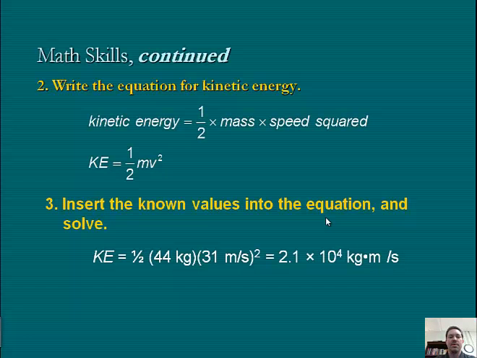So plugging in our numbers, we take half of 44, we square 31, and then multiply those two numbers together. We get 2.1 times 10 raised to the 4th power. I should have squares in here too. This should be kilograms times meters squared per second squared, which again just simplifies to joules anyway. Whenever you have work, potential energy, or kinetic energy, you're going to write this capital J for joules. And if we didn't want times 10 to the 4th, we could write it out as 21,000 joules.